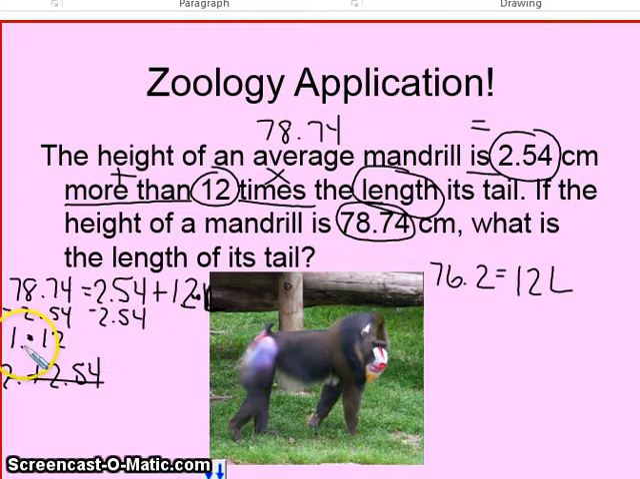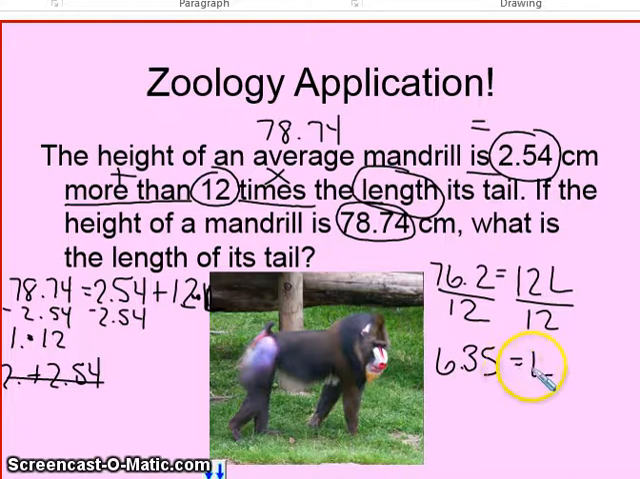Now my next step up is multiply by 12, so I'm going to do the opposite and divide by 12. Twelve divided by 12 is 1, so on the right side I'm just going to have 1L, or L. And 76.2 divided by 12 is 6.35. Alright, so that means that the length of this mandrill's tail is 6.35 centimeters. And that is all.